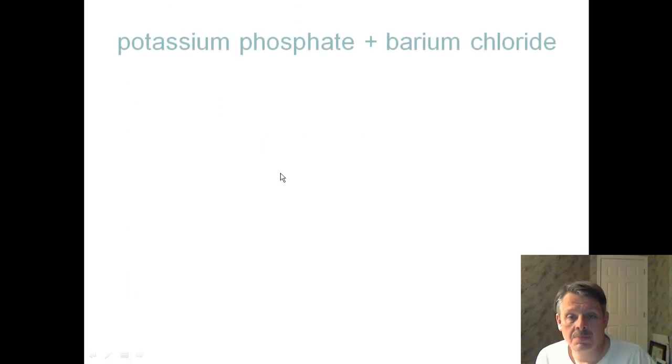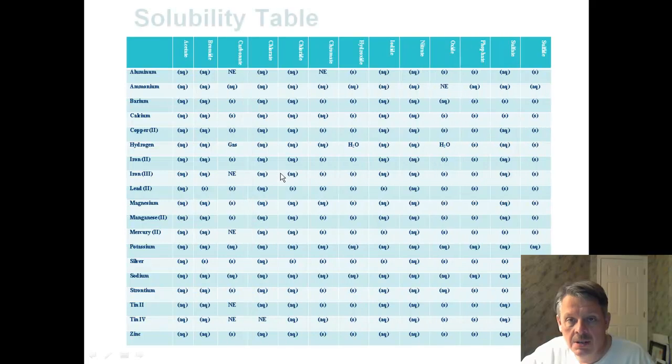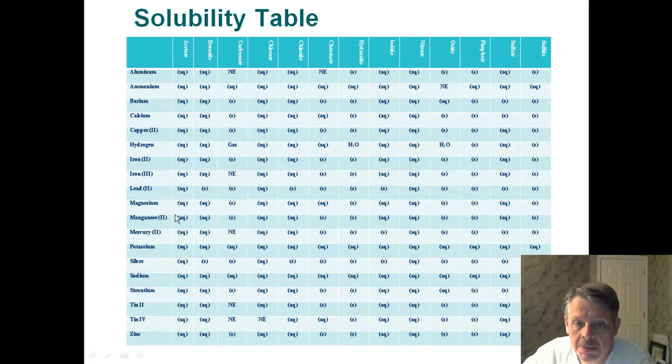All right. Let's try another one. Let's try potassium phosphate and barium chloride. See if you can do this one. Pause the video, folks. See if you can do it. All right. Potassium phosphate, barium chloride. Potassium phosphate, we know, is going to be aqueous because anything with potassium in it is aqueous.